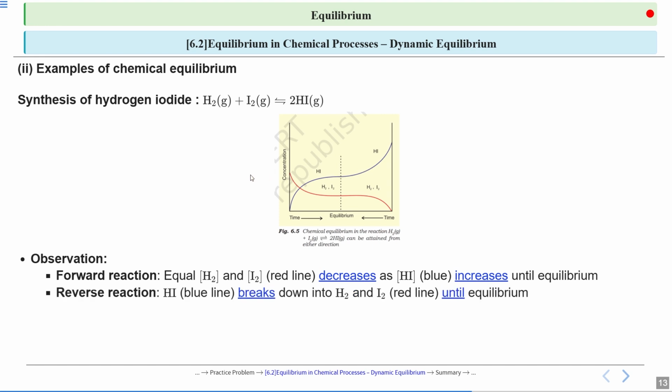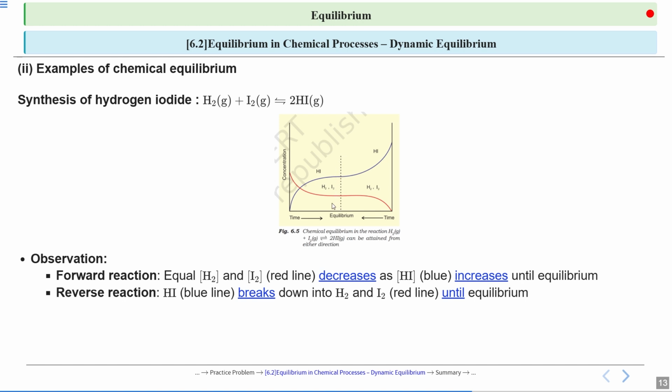What about the backward reaction? The backward or reverse reaction is the one in which the HI is breaking down into H2 and I2. You can see, if you start from the right side of the graph and move from right to left, the concentration of HI is decreasing, whereas the concentration of H2 and I2 is increasing. After some time, it becomes equal.